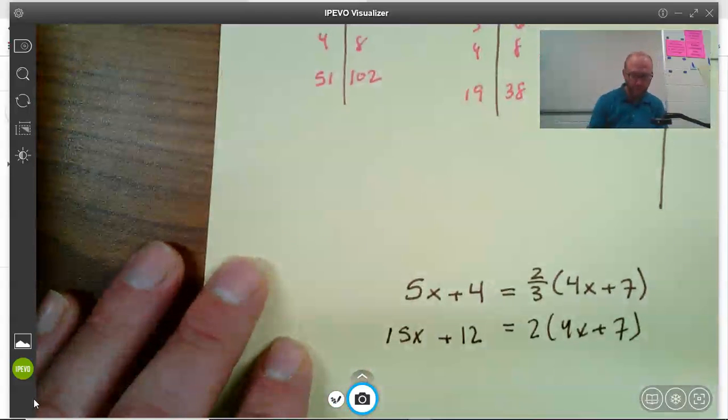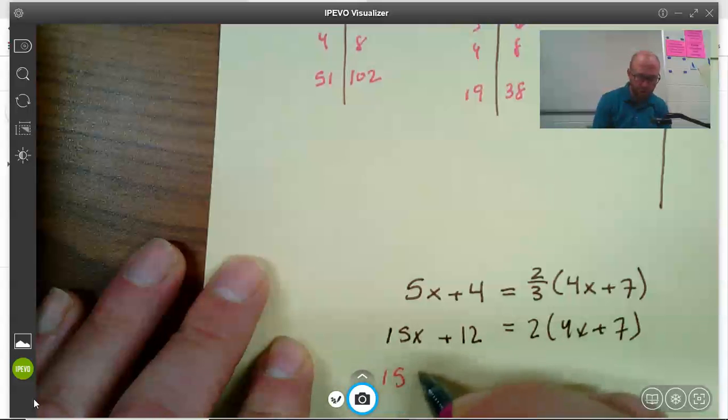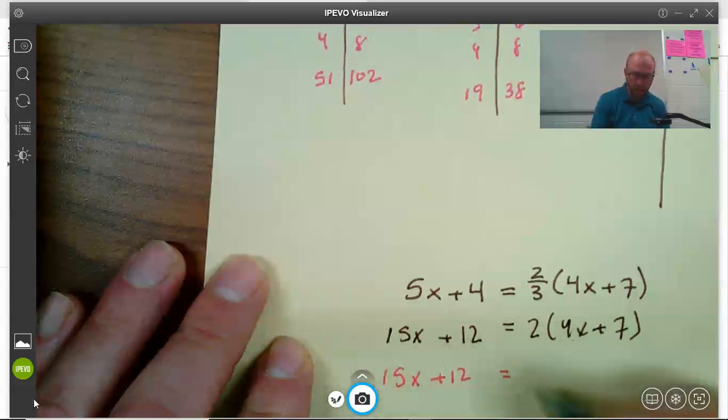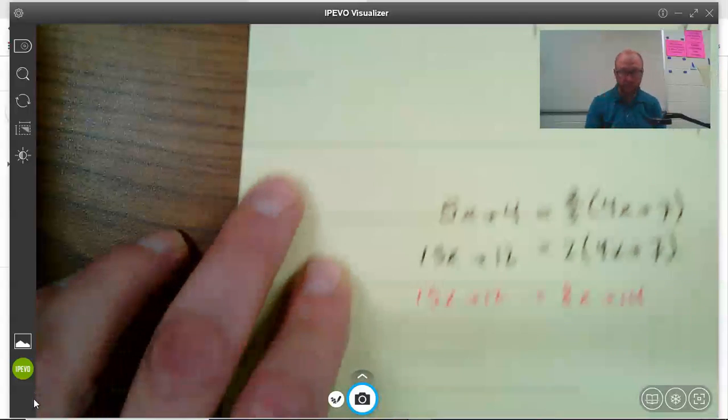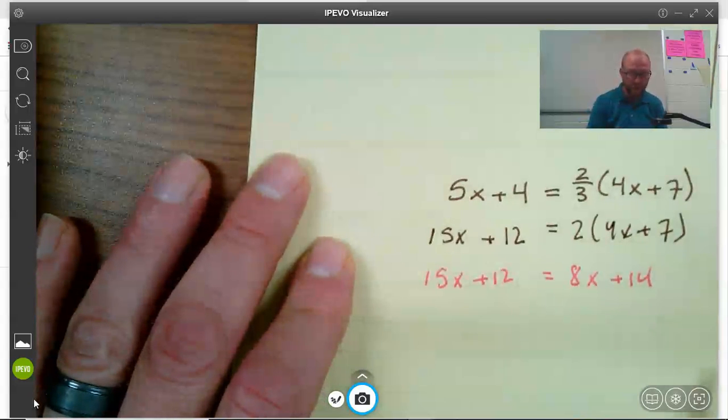Okay. Then I'll do my distributive property now, but I'm dealing with all whole numbers, so much easier. So 15x equals 12 plus 2 times 4x, which is 8x. 2 times 7 is 14. And now I want to get all of my x terms on the same side of the equation.